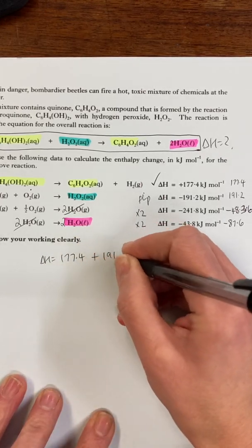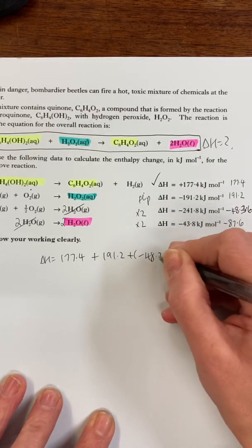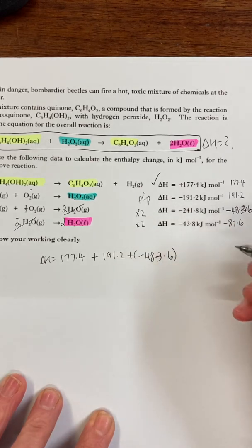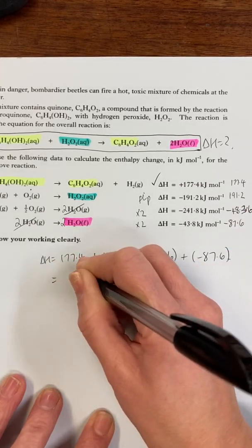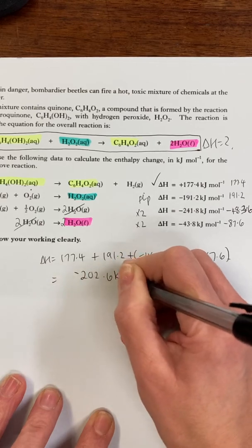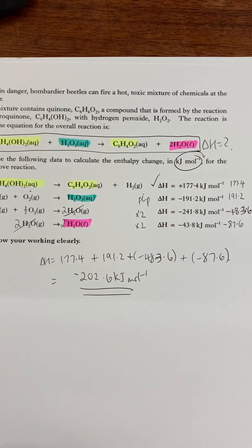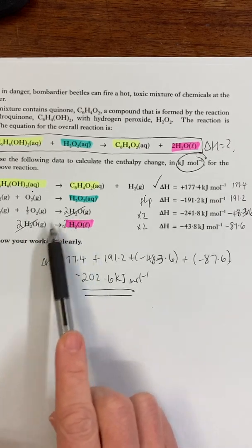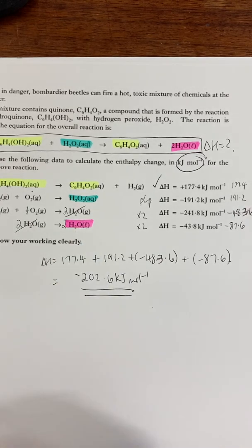So when I add these together, my delta H value is 177.4 plus 191.2 plus negative 83.6 and plus negative 87.6. And when you add that together, you should get a value of negative 202.6. Again, they give me the units in the question, so if I decide to put them in, I need to make sure they're correct. So that's a trickier version of the Hess's law there, where it may appear that you don't need an equation, but in actual fact, we did need that to be able to cancel out the gaseous form from the liquid water equation that we did need.